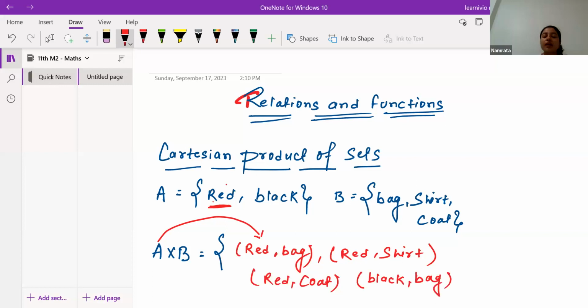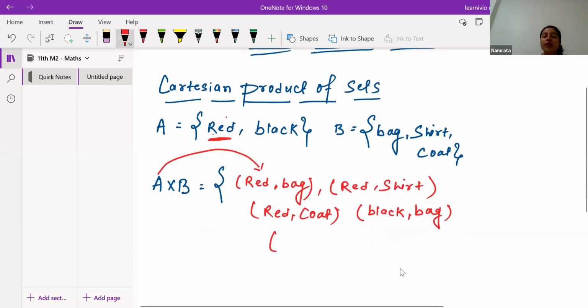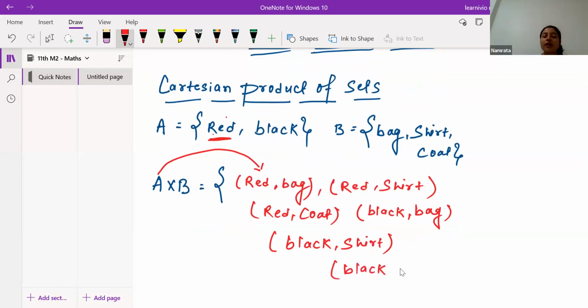While writing the Cartesian product, you just have to be careful. If you are writing A cross B, then you must write the element of A first. That's why here I have written red first, and then black after that. Then the elements of B, all the possibilities: bag, shirt, coat, then again with black, bag, shirt, and coat. This way we find the Cartesian product of set A with set B.